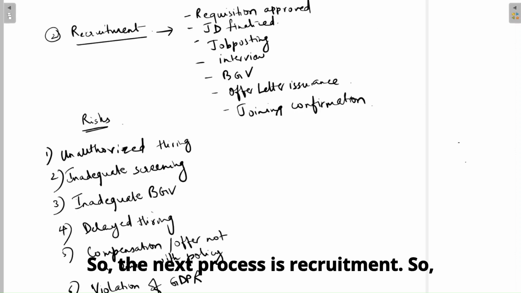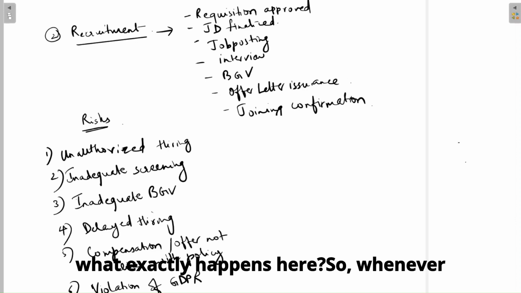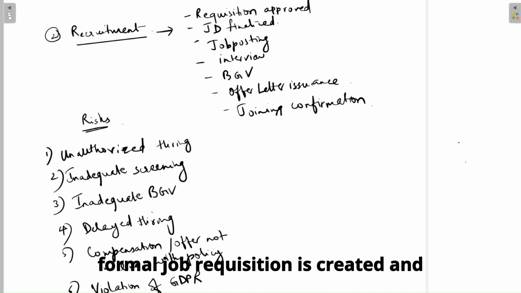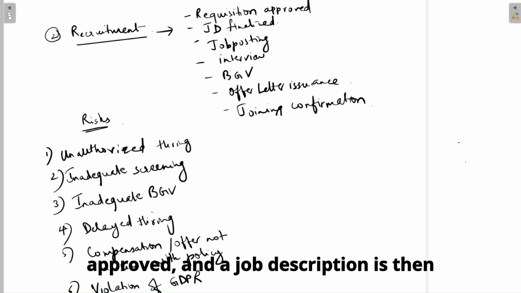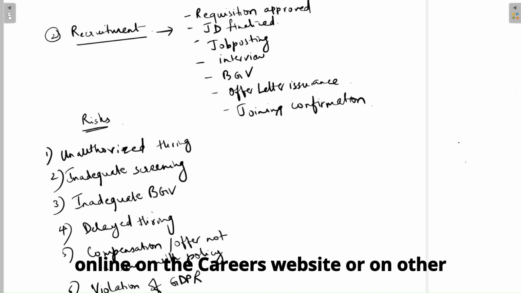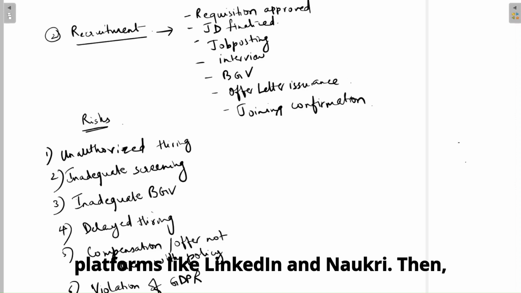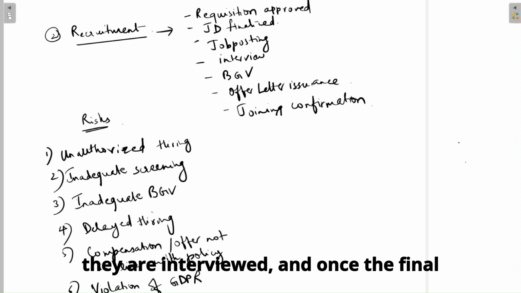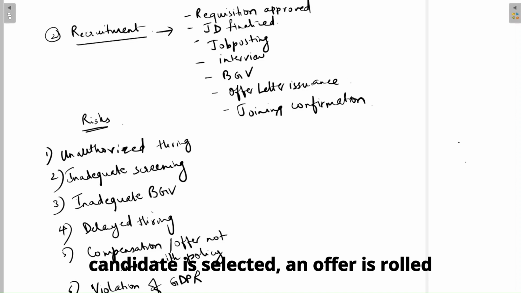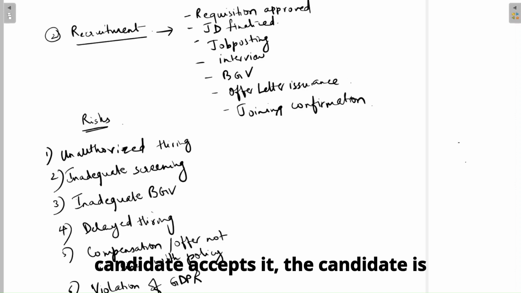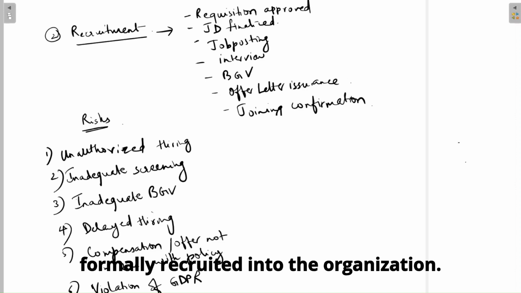So the next sub-process is recruitment. So what exactly happens here? So whenever there's a vacancy in any company, a formal job requisition is created and approved, and a job description is then finalized. The job is posted online on the careers website or on other platforms like LinkedIn and Naukri. Then the suitable candidates are shortlisted, they are interviewed, and once the final candidate is selected, an offer is rolled out to the candidate, and once the candidate accepts it, the candidate is formally recruited into the organization.